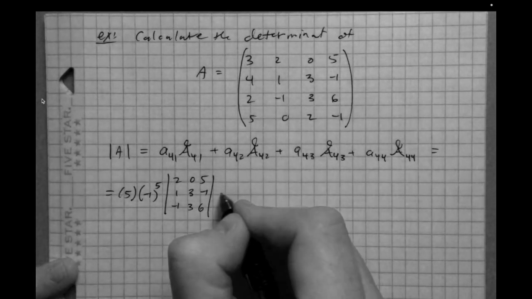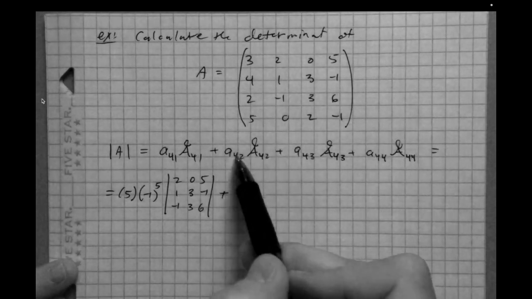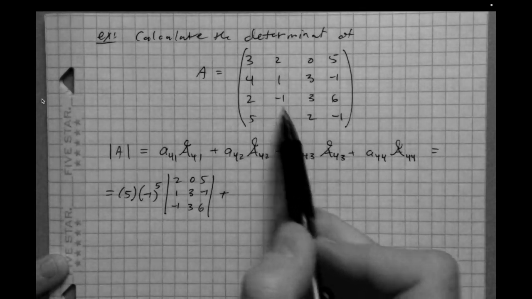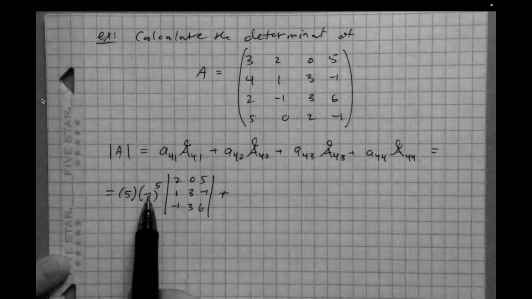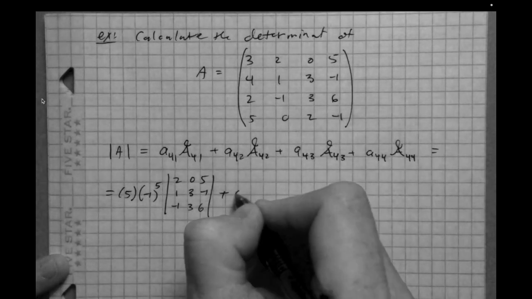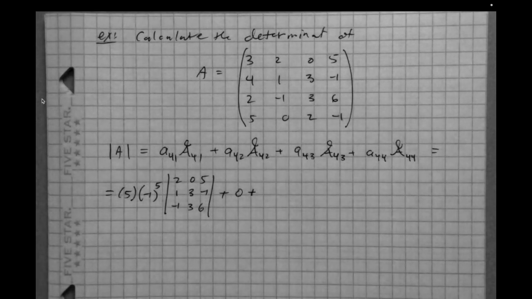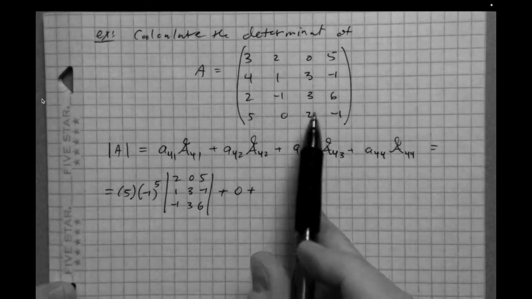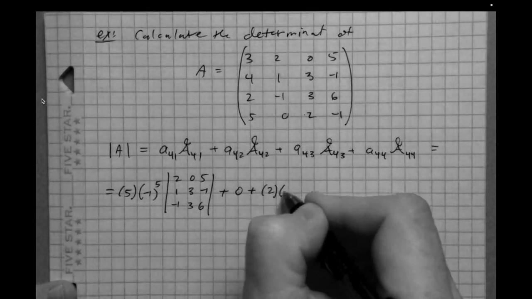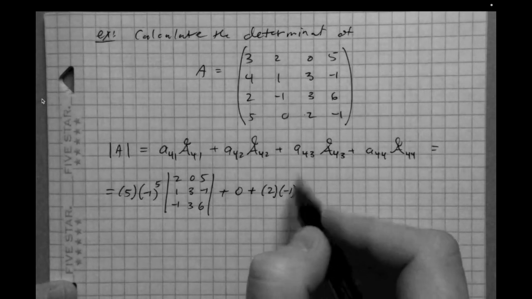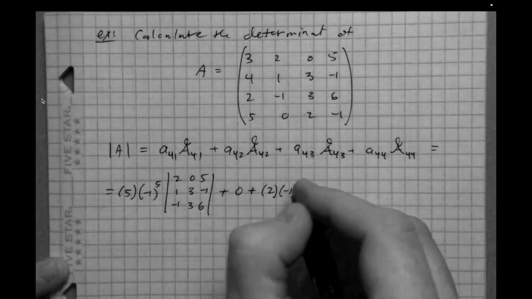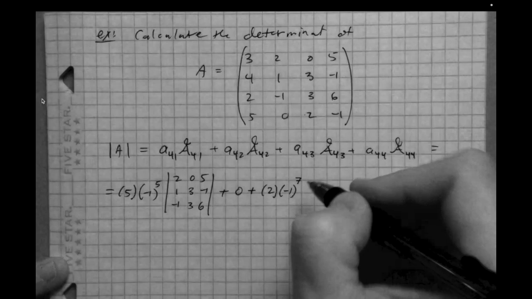Right, so that's the first term. The second term, A42, is actually 0. So that means the whole thing will be 0, right? 0 times anything is 0. So nicely we can just put a 0 there. The third term, A43, is going to be 2. And then it's times negative 1 to the 4 plus 3 power. So that's going to be the 7th power.